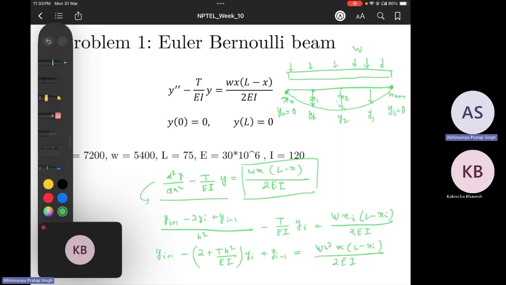We can convert this into matrix form, A y is equal to b, and then y becomes A inverse b. So I will code this up.